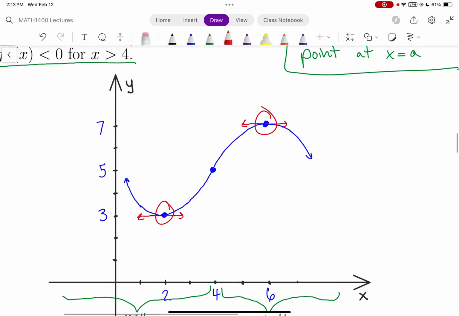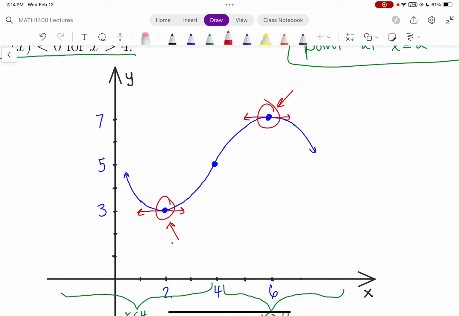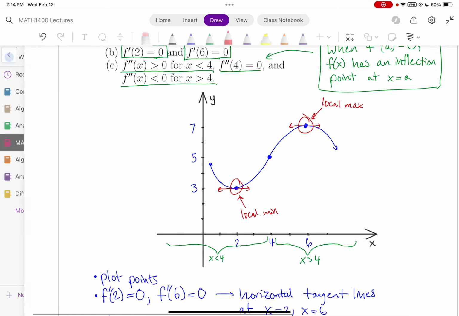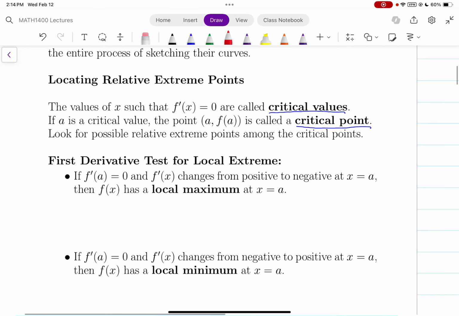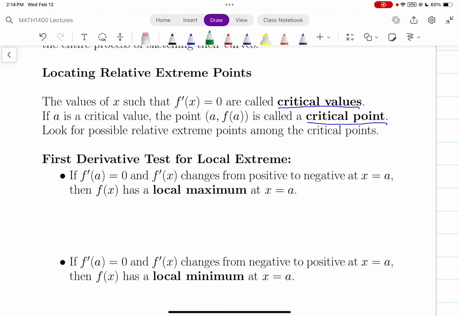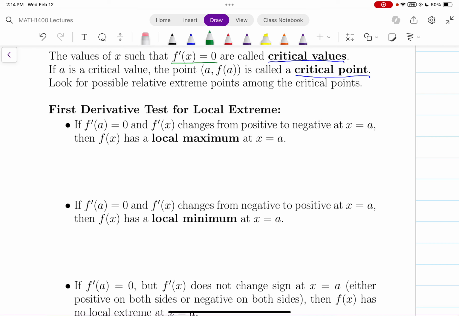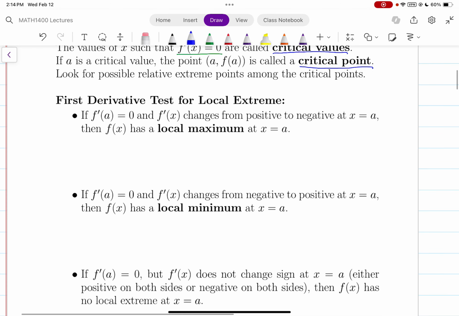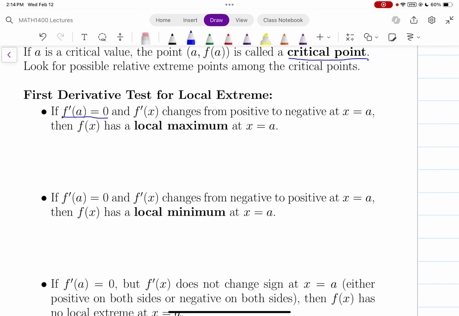What we noticed is that every time we had one of these horizontal tangent lines, it was either a local min or a local max. So this one down here was a local min, and this was a local max. It turns out that is exactly how we find local minimums and local maximums: we look for places where the derivative is equal to 0. So we have something called the first derivative test for this. If f prime of a is equal to 0, and f prime of x changes from positive to negative at x equals a, where a is just some value, then f of x has a local maximum at x equals a.